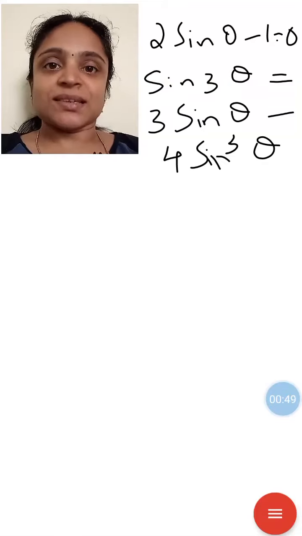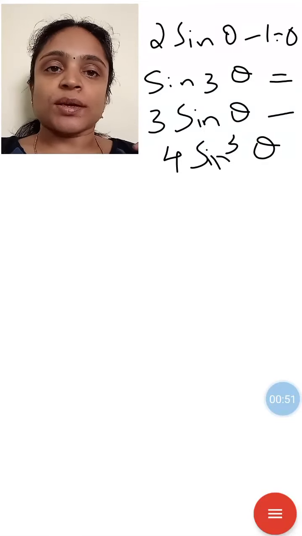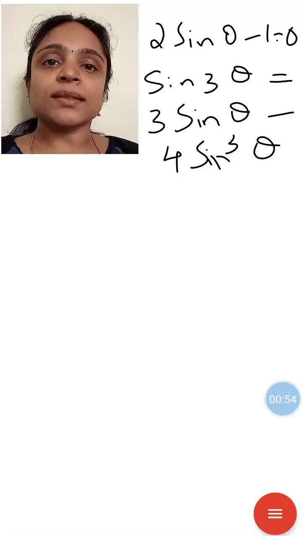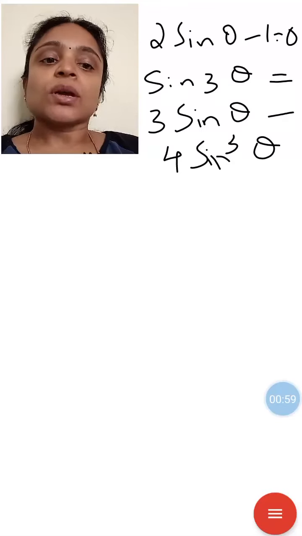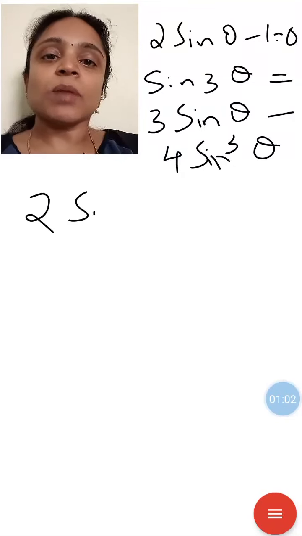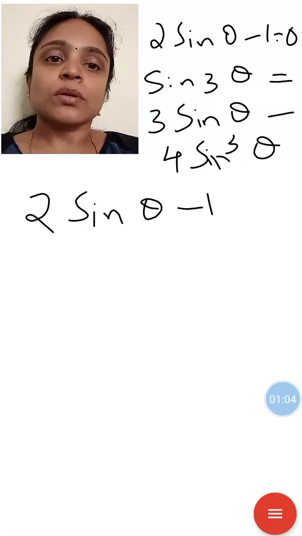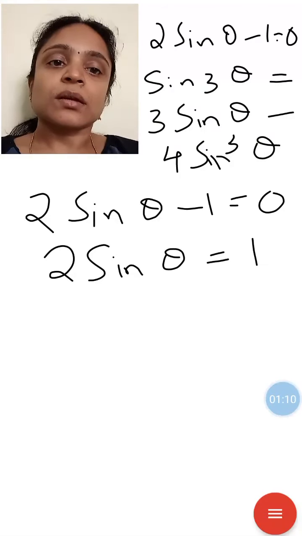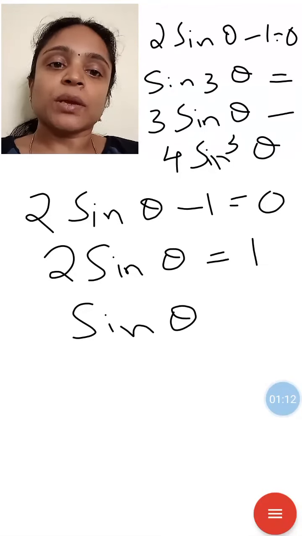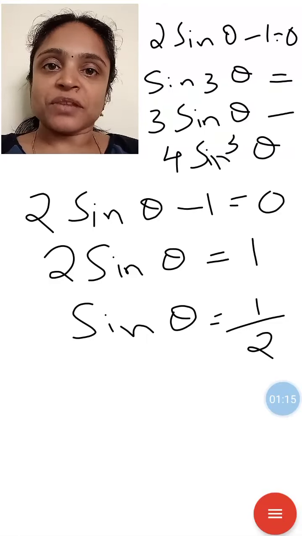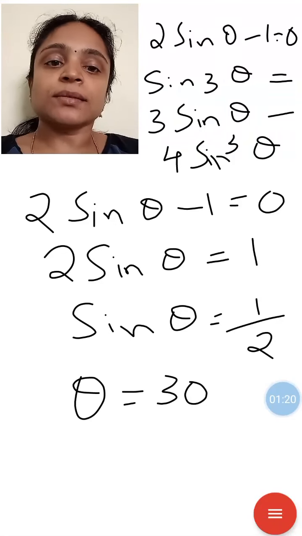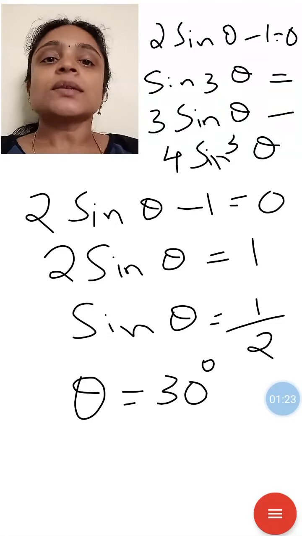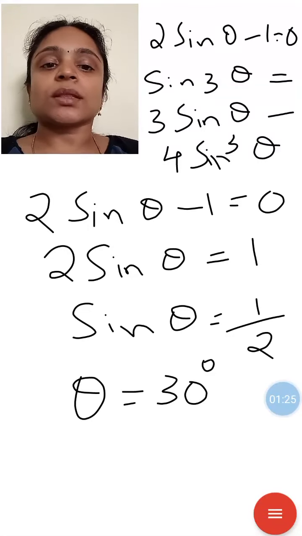In the question, it is given that 2 sin theta minus 1 equal to 0. We have to prove that sin 3 theta equal to 3 sin theta minus 4 sin cube theta. So, here given 2 sin theta minus 1 equal to 0, which means 2 sin theta equal to 1. So, sin theta equal to 1 by 2. For what value of theta will sin theta be 1 by 2? Theta equal to 30. Sin 30 equal to 1 by 2, right? So, you got theta equal to 30 degree.